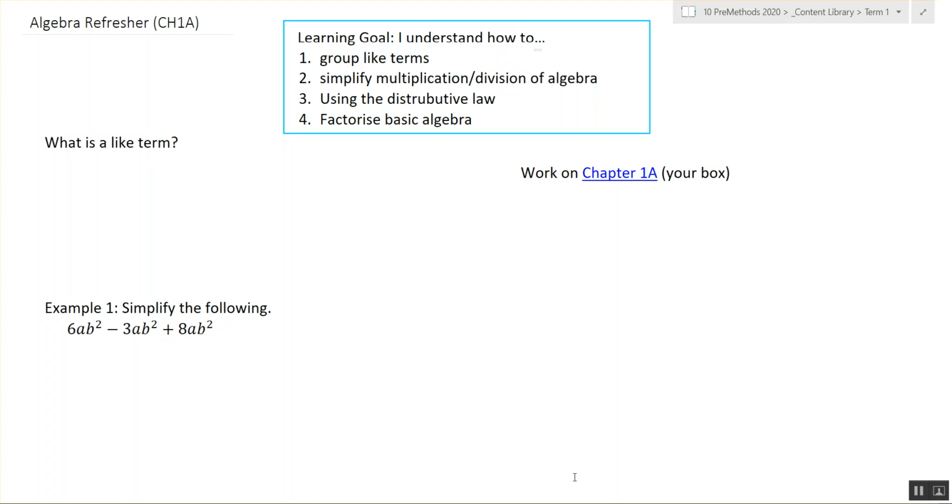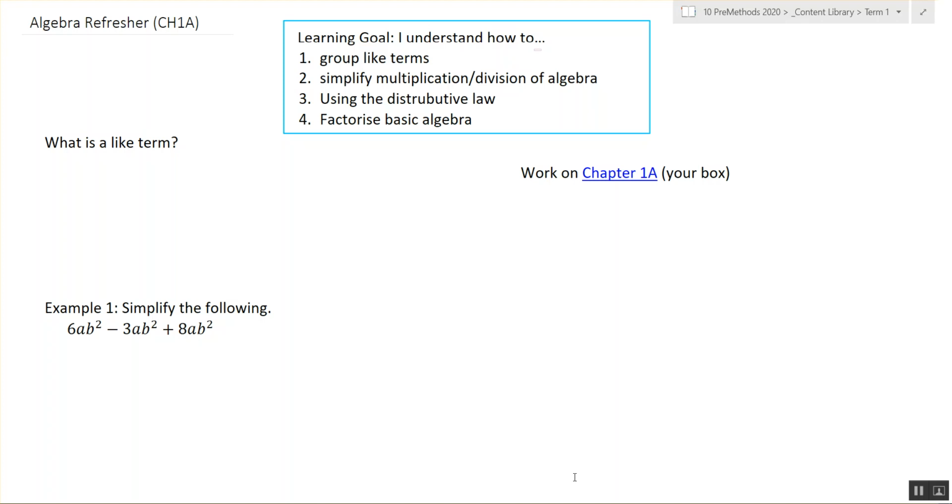Doing algebra refresher. So you should have already done a lot of this in grades 7, 8, 9. So you've got 4 goals today: how to group like terms, simplify multiplication and division of algebraic terms, using the distributive law, and factorizing basic algebra. So let's start with the first one, grouping like terms.